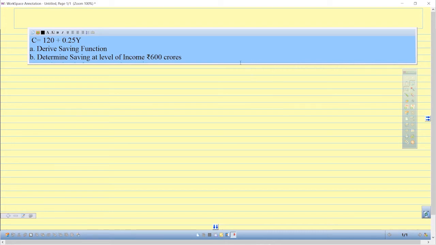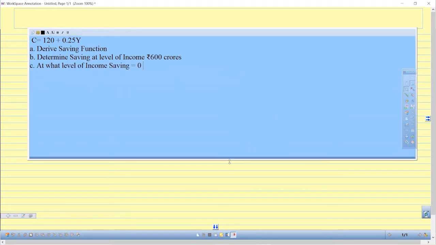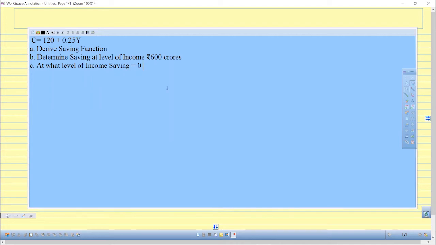C is equal to 120 plus 0.25y. First you have to derive the saving function, and second, determine the saving at the level of income 600, and third, at what level of income saving is equal to 0. So three things you have to do here, or three parts of the question. First of all, let us derive the saving function. We know that the saving function is given in the form minus a plus 1 minus b of y. This is the general form of the saving function.